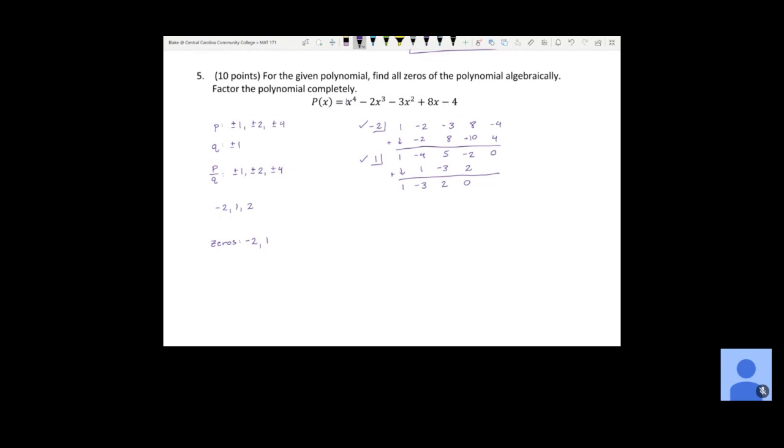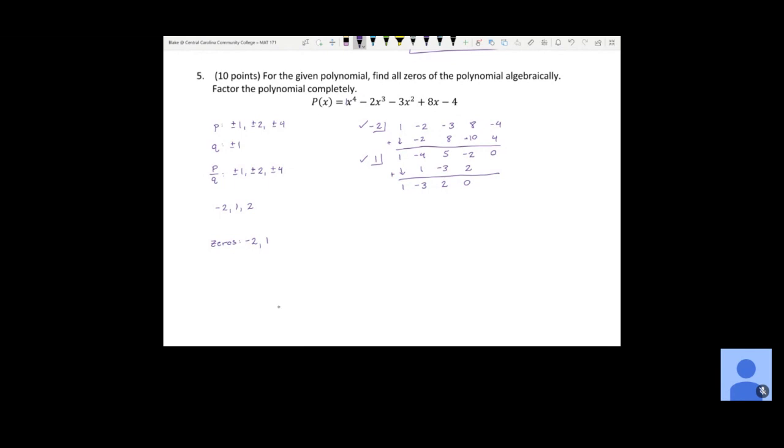Now, at that point, it's up to you. If you want to test another one, you can. But what do we know this line down here is now? The 1, -3, 2. It's a trinomial, right? And specifically, what kind of trinomial? What degree? It has a degree of 2, right? So it's quadratic. So we could actually just try factoring what we have left there to get our other 2 zeros, or you could do synthetic division one more time if you prefer, right?